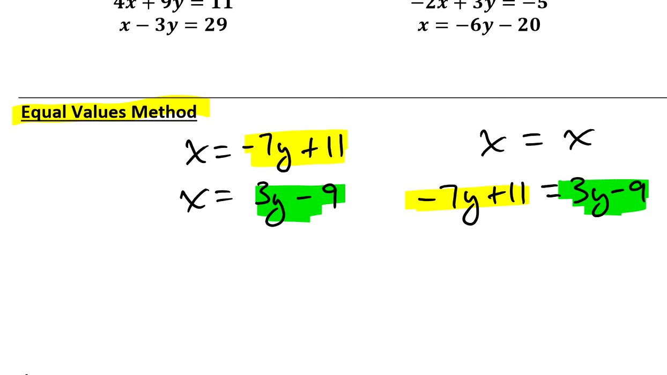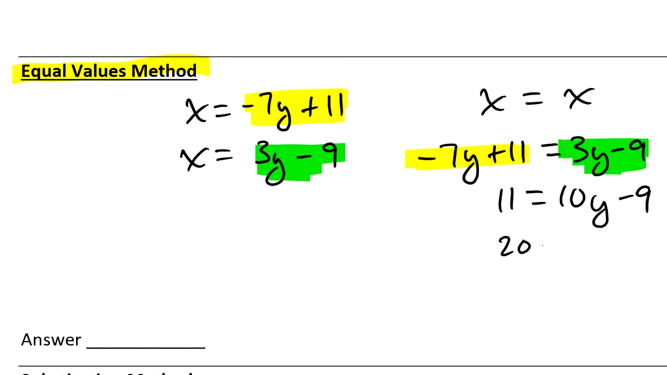There's a lot of different things I could do, but if I, for example, add 7y to each side, this would become 11 equals 10y minus 9. And then I might add 9 to each side, giving me that 20 is still 10y. And then if I divide both sides by 10, we get that 2 is what y is. So we've got part of our answer. We know y is 2.